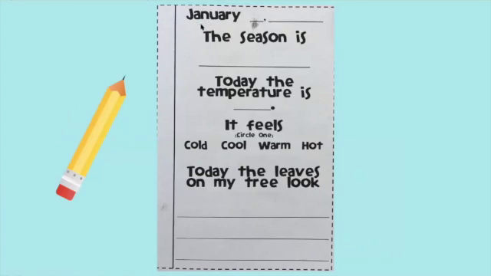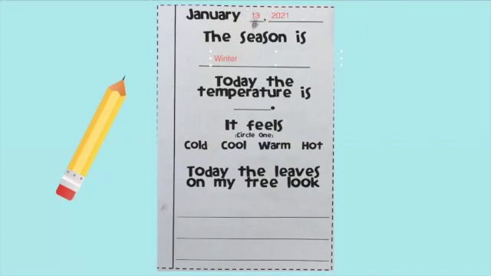It is January what? 2021. What is today's date? It is January 13th, 2021. Please go ahead and fill that out. Then we need to fill in the next sentence. It says, the season is. What season is it? It is winter.